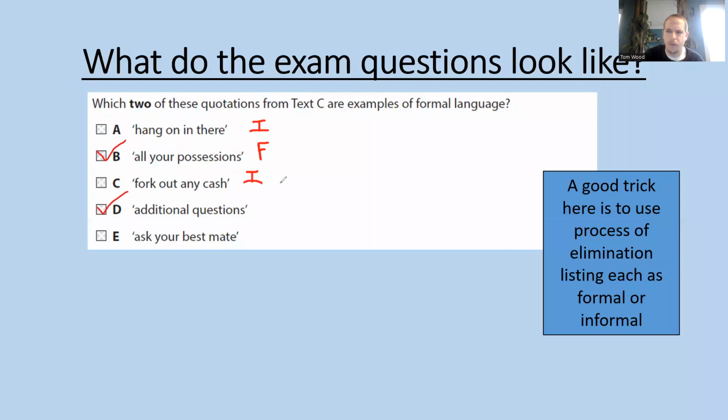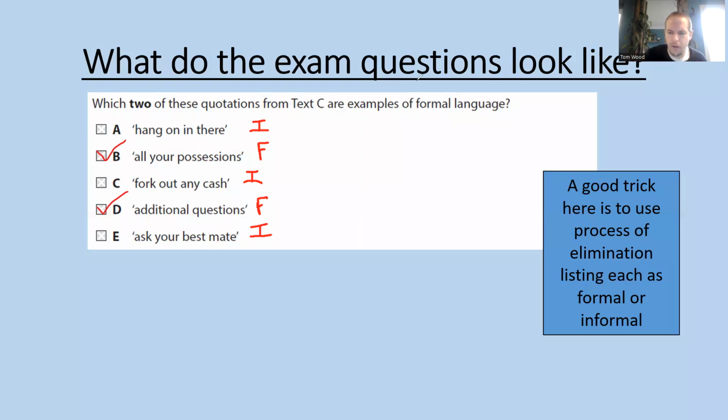Again, I wouldn't message my boss saying that. Are there any additional questions? When I think of that, I think of maybe a lecturer with a monocle on talking. I quite clearly see that is going to be formal. It's definitely not informal. So this kind of weighing up of the two definitely helps. Ask your best mate. Best mate is a bit of informal language, as opposed to friend or companion, something like this.